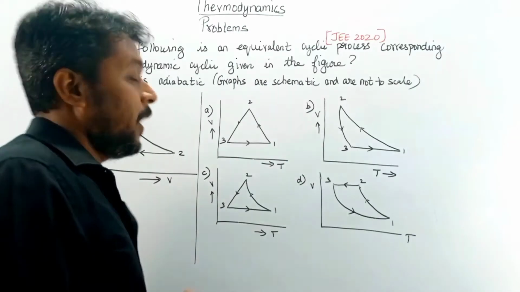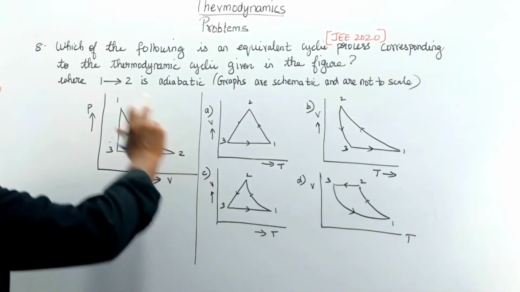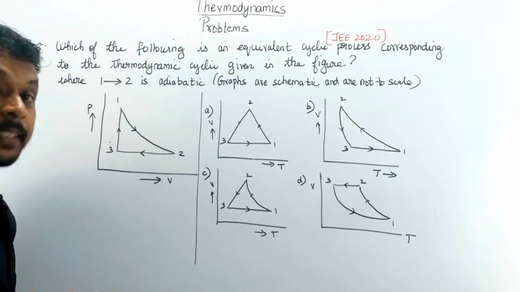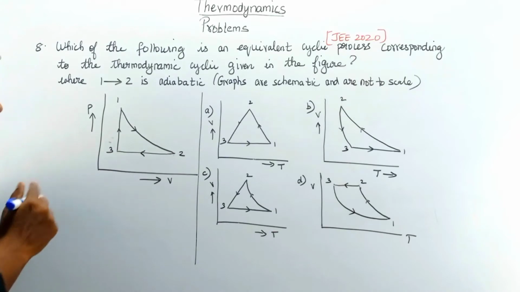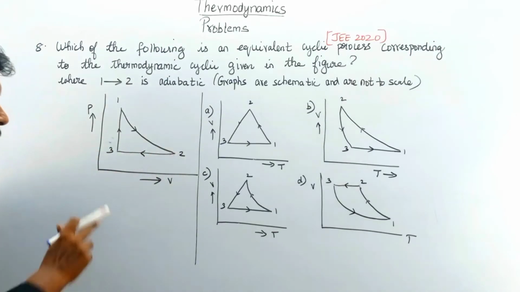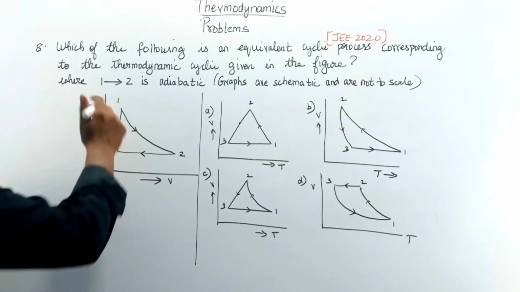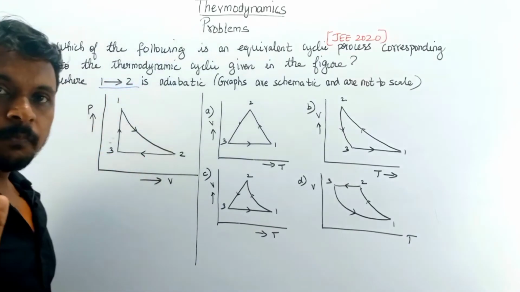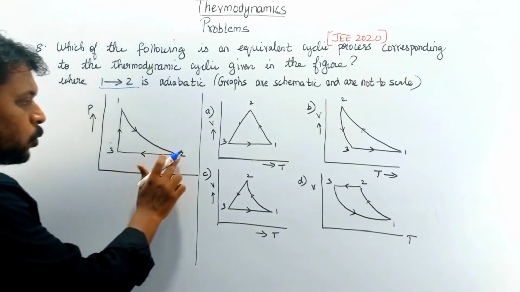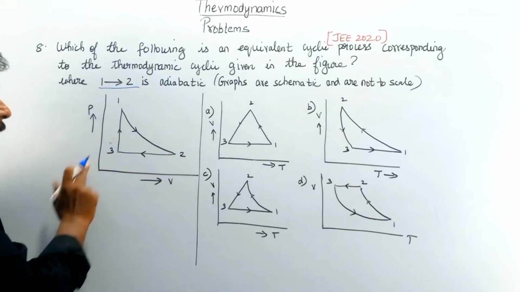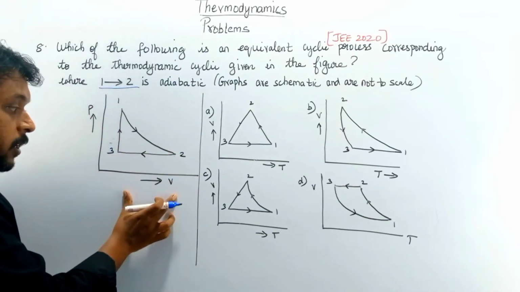Okay, the 8th problem. See, in this problem, they are given which of the following is an equivalent cyclic process corresponding to the thermodynamic cycle given in the figure. So this is the given figure, PV diagram. They have mentioned that 1 to 2 is an adiabatic process. From the figure we can see that 2 to 3 is a constant pressure process and 3 to 1 is a constant volume process.